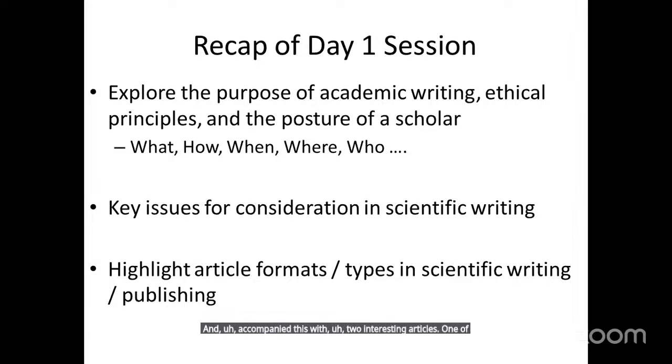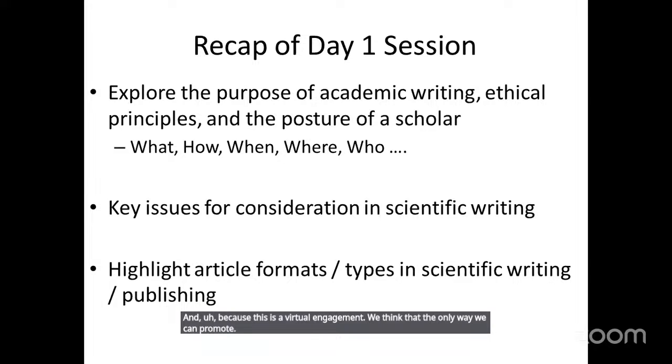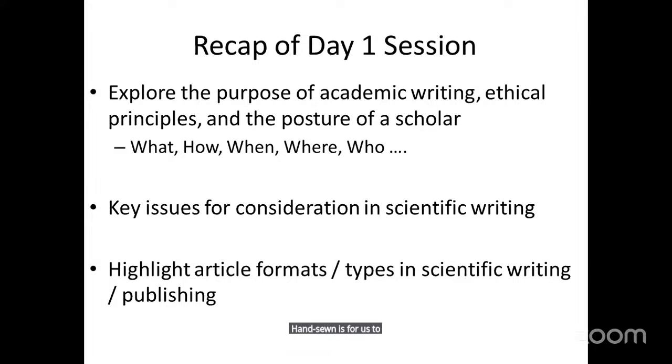One of the articles is on the essence and transcendence of scientific publishing, and the other article is about a step-by-step process in scientific publishing. And we would like to interest you to follow up this information. And because this is a virtual engagement, we think that the only way we can promote hands-on is for us to interest you to be able to read more on yourself. So there has to be self-drive, and we are going to share a lot of documents that some of them will be answering the questions that you raised.